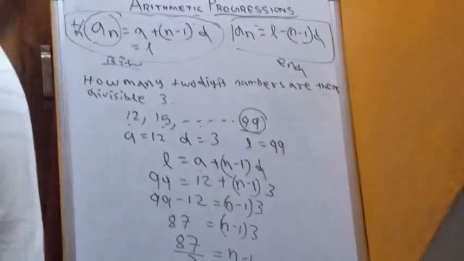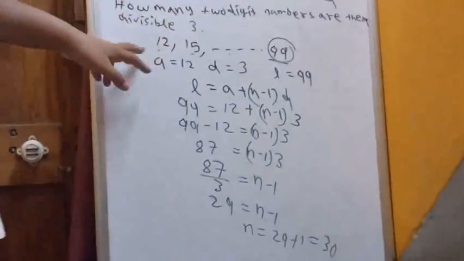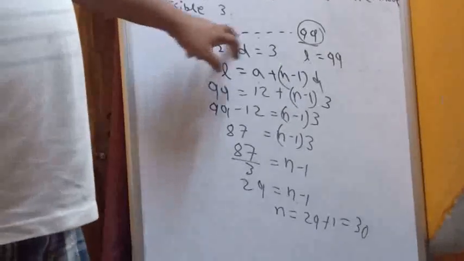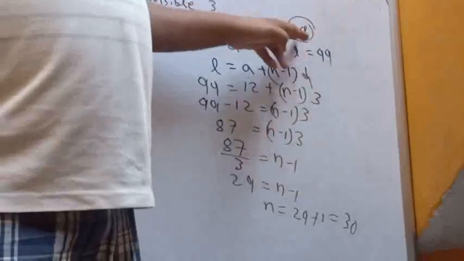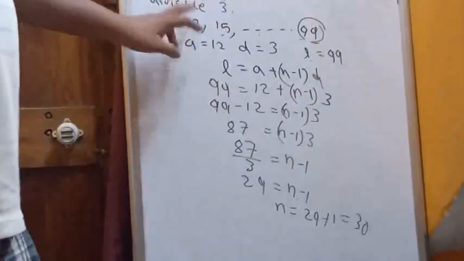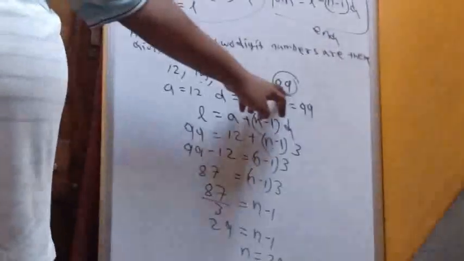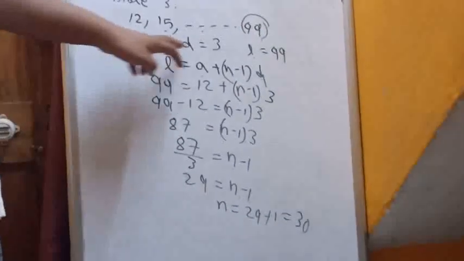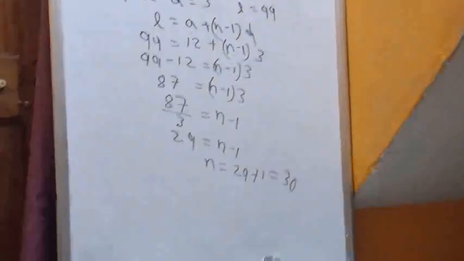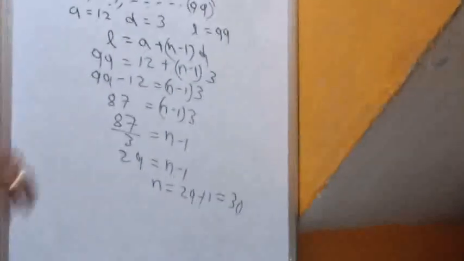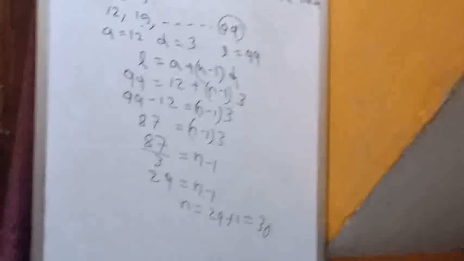But shortly, how can you find out? This is the process. First you write 12, 15 and the last number, 99, that is divisible by 3. So 99 I have written here. Then I know that L is this one, A and D equal to 3. So I am putting the formula and I am getting the answer. So this one is about how you can find out the numbers if a certain term is given.